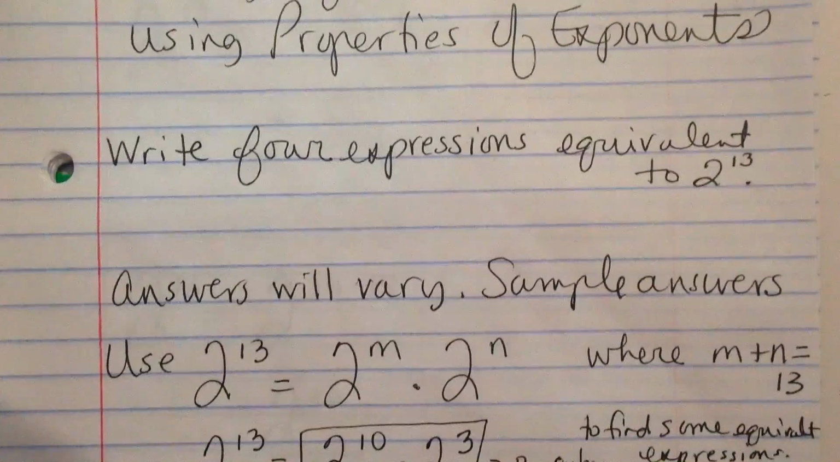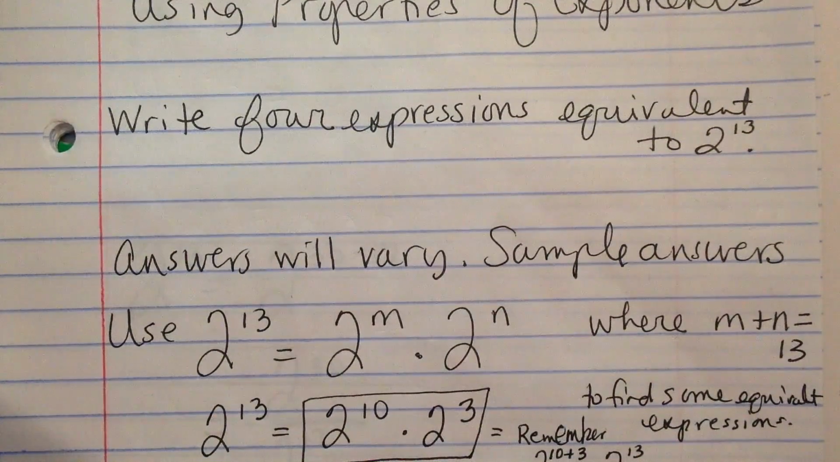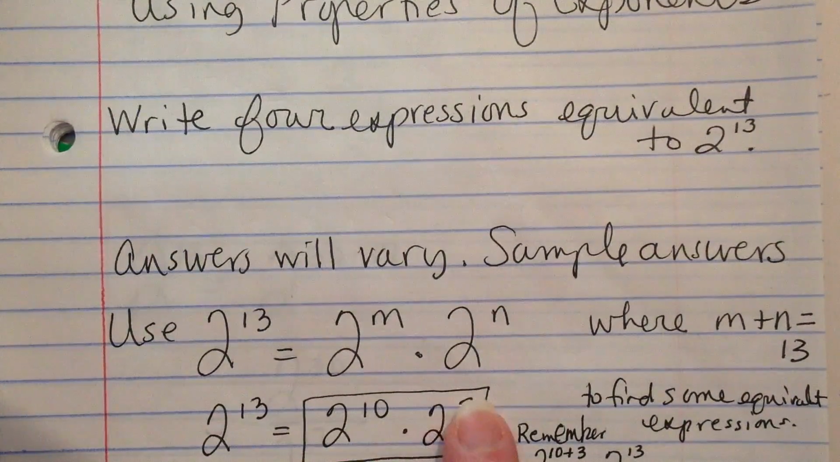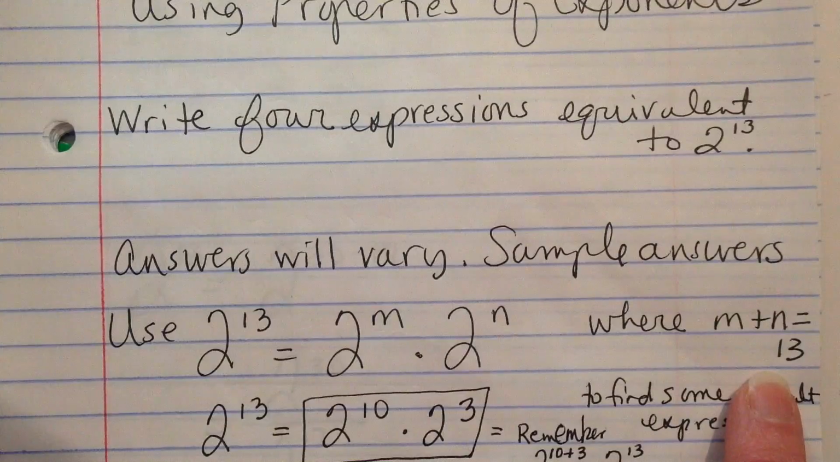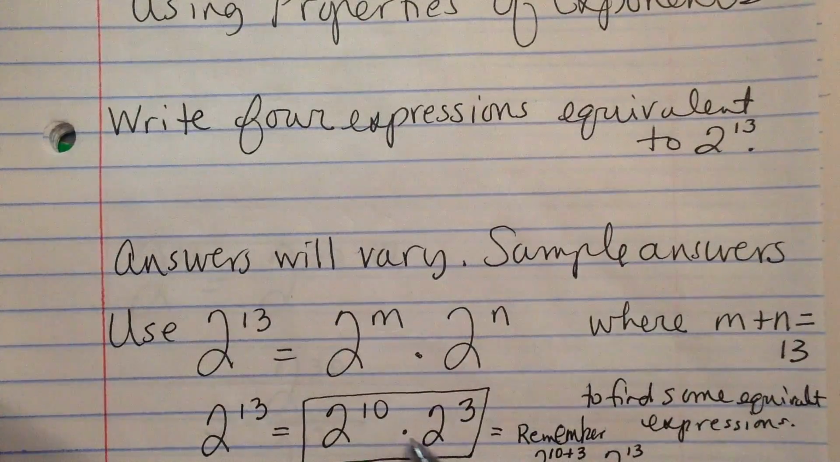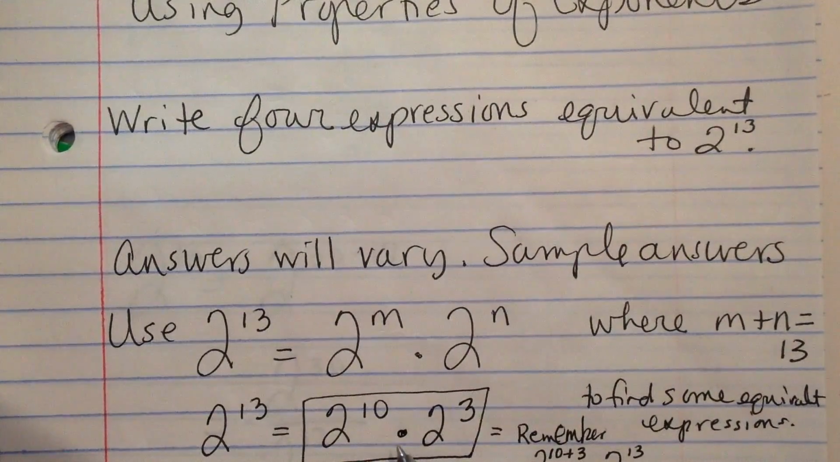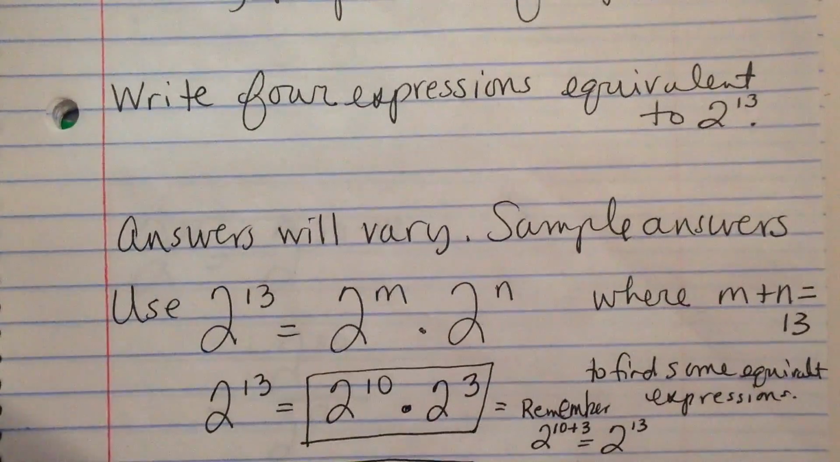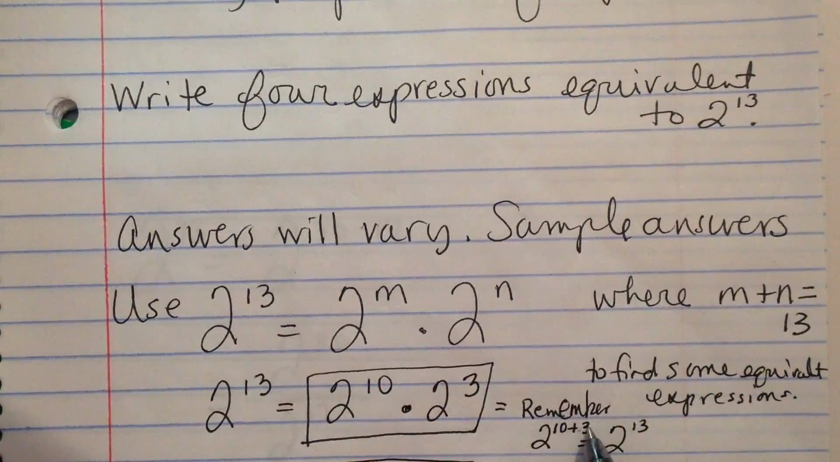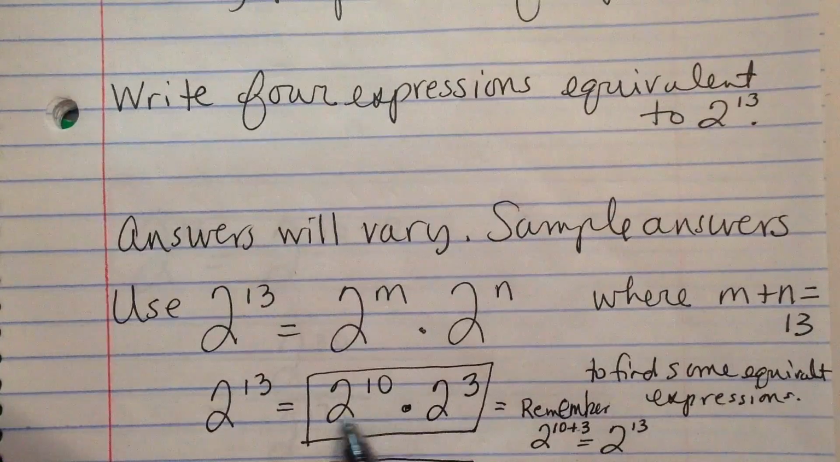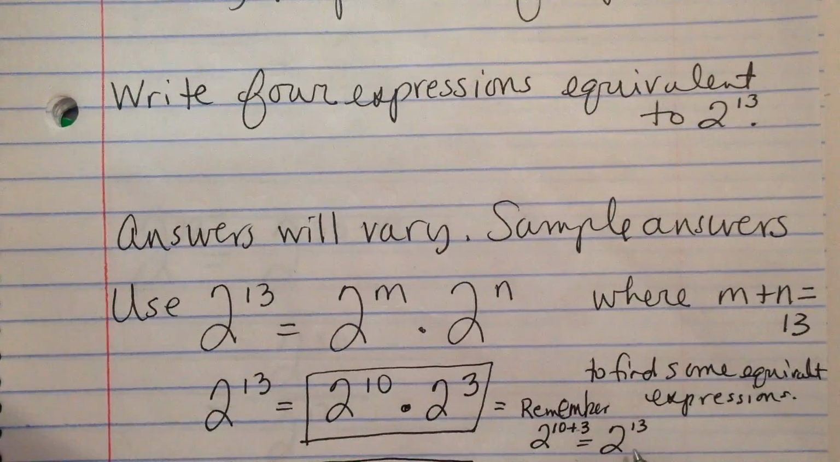So I have chosen 2 different ways. The first way that I chose was 10 plus 3 gives you 13. So that's one way to write this problem: 2 to the 10th times 2 to the 3rd. Remember that you have to add the exponents when you are multiplying like bases. So I get 2 to the 10 plus 3 gives me 2 to the 13th.